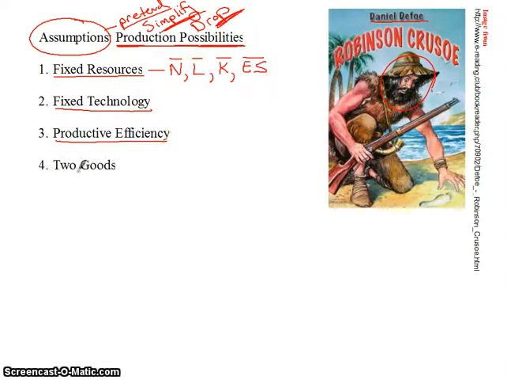And then finally, we're going to assume that there are only 2 goods in the world. Now, again, that's silly. There are obviously more than 2 goods in the world, but we are going to assume that there are only 2 goods. And the 2 goods that we are going to assume exist for Robinson Crusoe are guns and butter. Now, why guns and butter of all things? Well, because we generally assume that for any society to continue to thrive, they have to have protection. They need guns, and they need food, which is represented by butter.